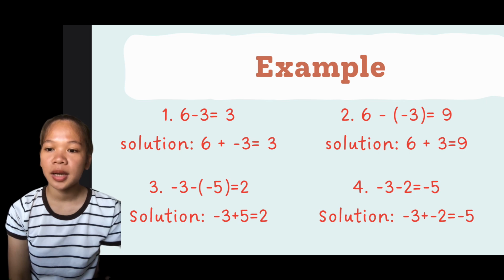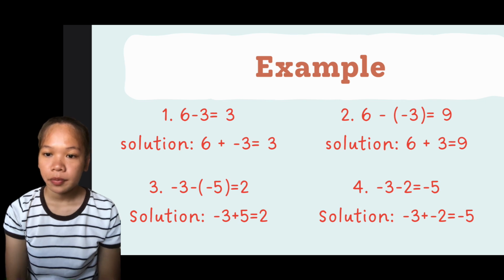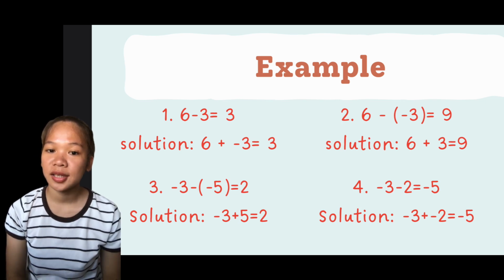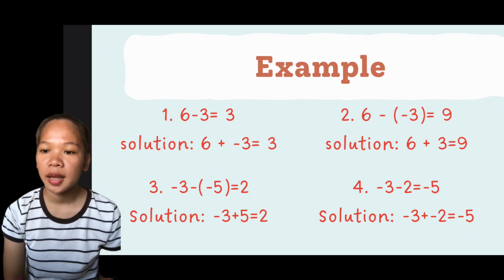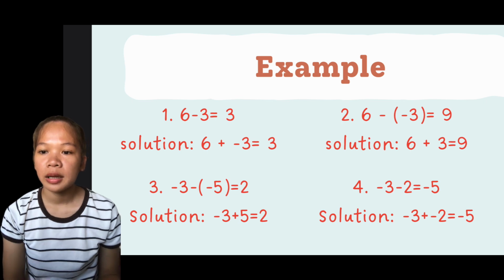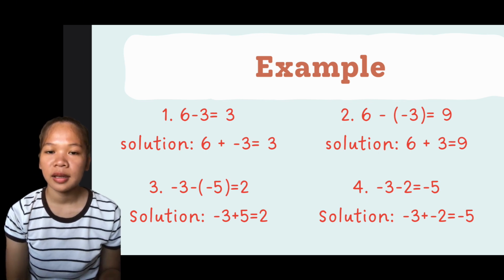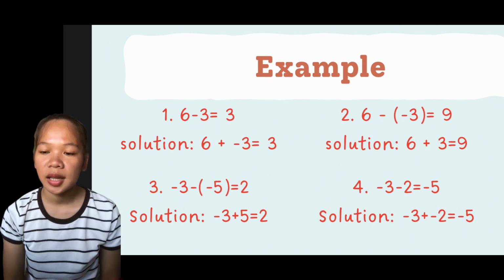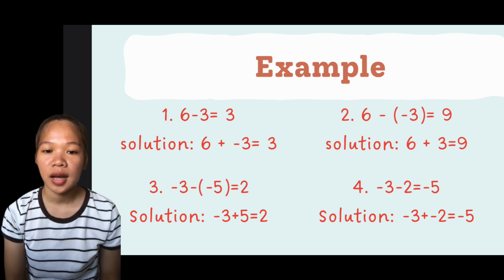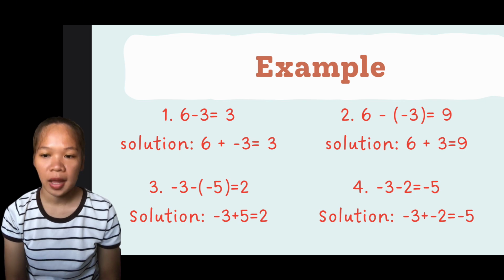And then sa number 4 naman is negative 3 minus 2 equals negative 5. This is because dahil nga i-replace natin yung ibang sign, that's why ang positive 2 ay negative 2 and ang minus is mapaplus na siya. That's why ang answer is negative 5 dahil susundin rin natin kung ano ang sign na nakalagay. So ang sign nakalagay ay negative, that's why negative 5.